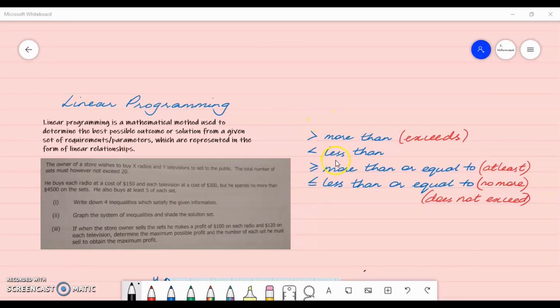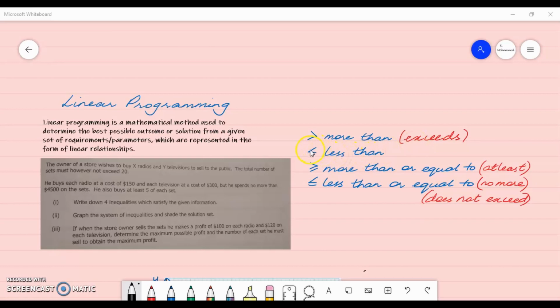Okay, so here I have written some of the inequality signs. So the first sign is more than. And a word that they tend to use when referring to more than is exceeds. So if they say the number of radios must exceed 10, it means that the number of radios can either be 11, 12, 13, etc.